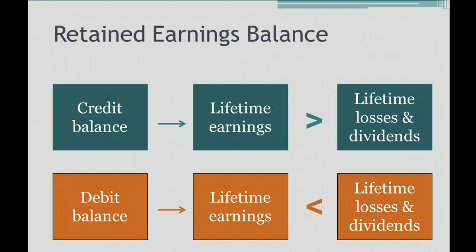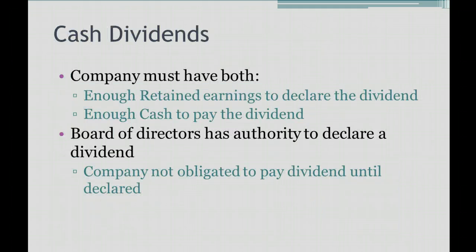Retained earnings can have a credit balance, which is its normal balance, or it can have a debit balance. A credit balance means that the lifetime earnings are greater than the lifetime losses and dividends that the company has paid out. A debit balance in retained earnings means that the lifetime earnings is less than any dividends they paid out and lifetime losses. The significance of that is that in order to pay a dividend, a company has to have enough retained earnings to declare the dividend that they pay.